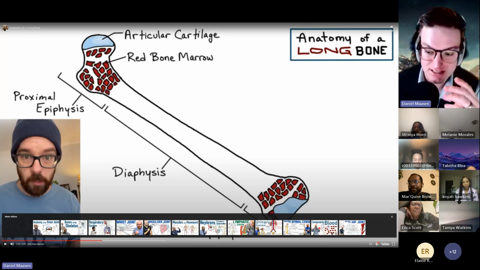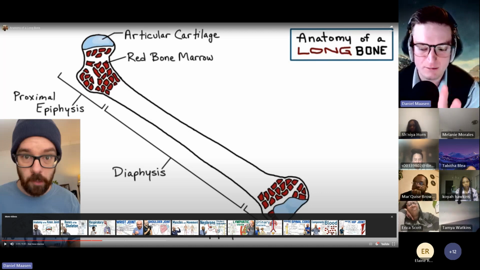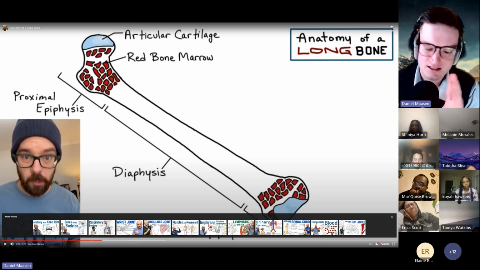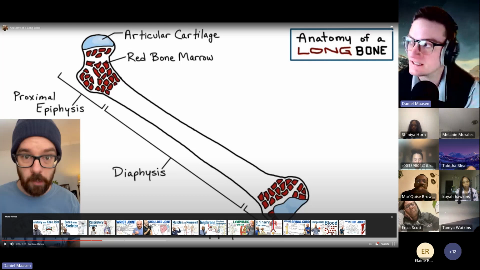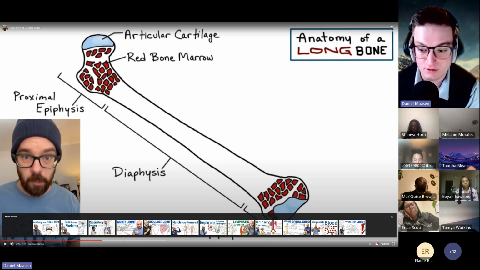So that's the point he's starting to make too right now, where we're going to get into talking about compact bone versus what's called spongy bone, basically. But he's kind of laying it all out there.